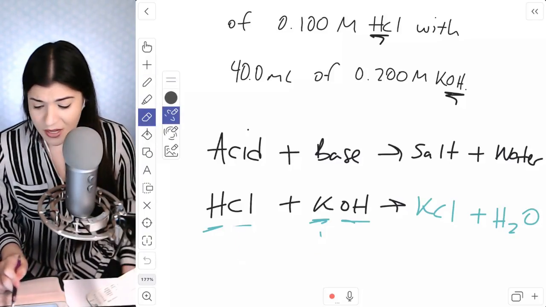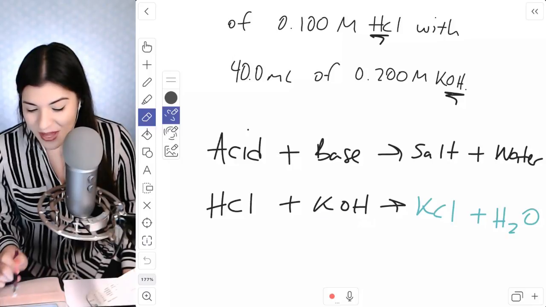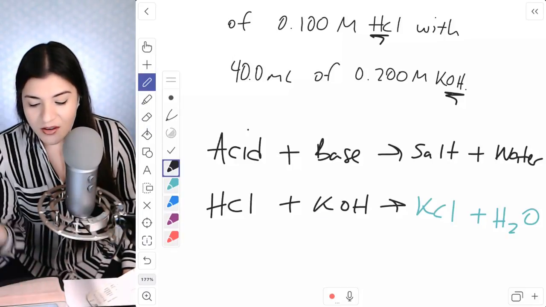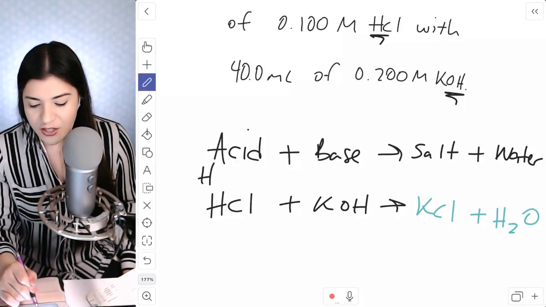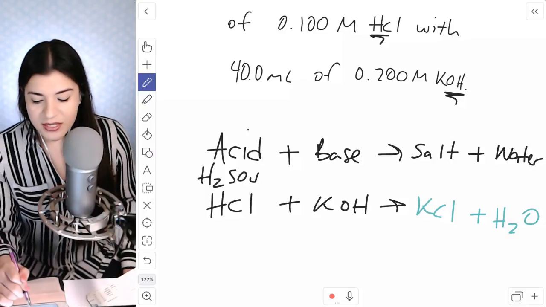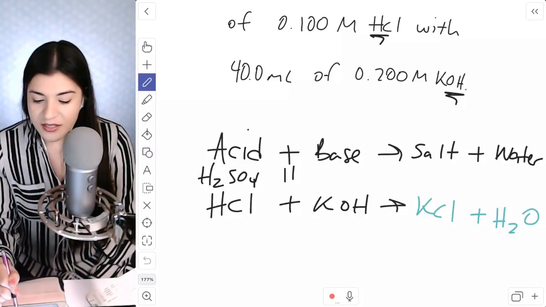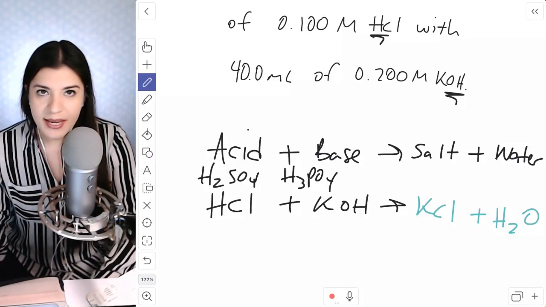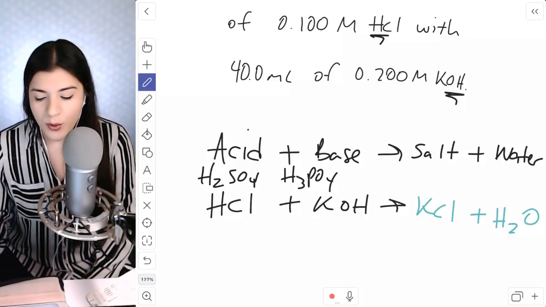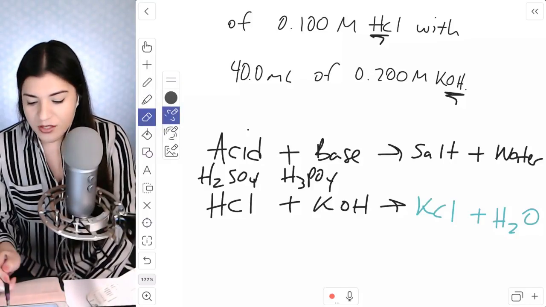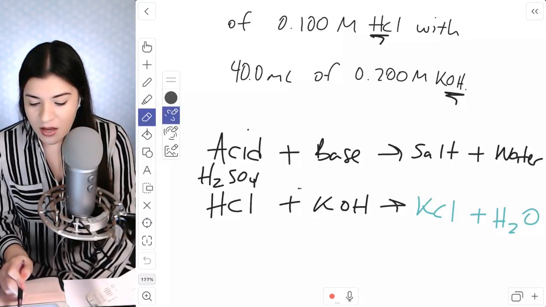It is balanced. I chose a nice one. But for some that are not balanced, like H2SO4, which is known as a diprotic acid, or anything that has three hydrogens, known as a triprotic or polyprotic acid, those are not going to be balanced, so make sure to balance those types out.